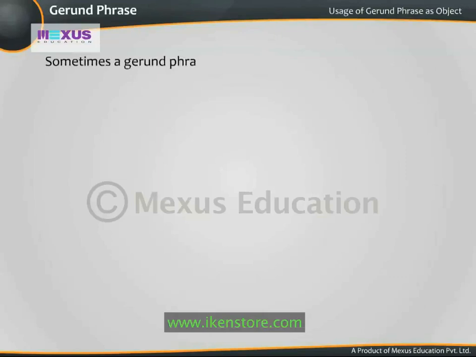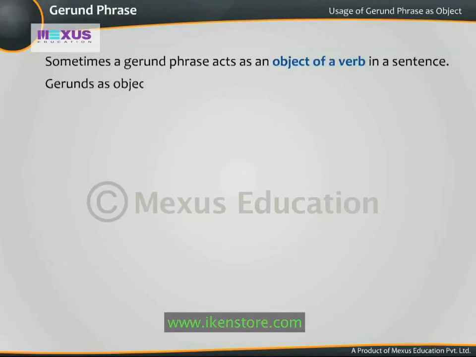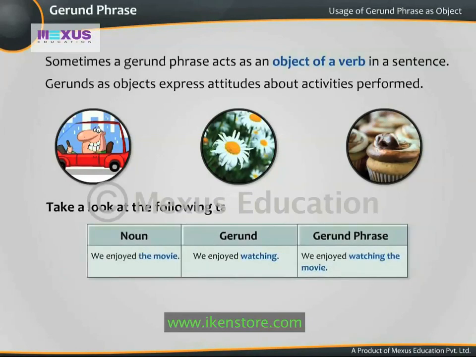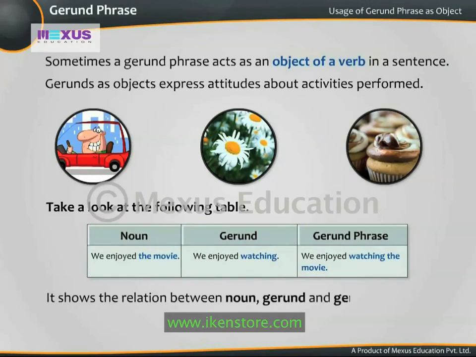Sometimes, a gerund phrase acts as an object of a verb in a sentence. Gerunds as objects express attitudes about activities performed. Take a look at the following table. It shows the relation between noun, gerund, and gerund phrase used as object.